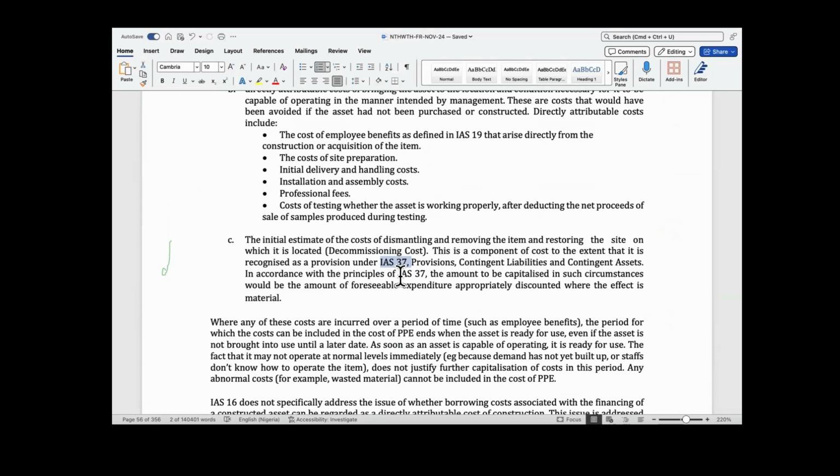Please, on that same note, when you say debit PPE, is it the dismantling of that same property? You are going to add it to the cost of that property, as part of the cost of that item. Correct. Okay, sir.